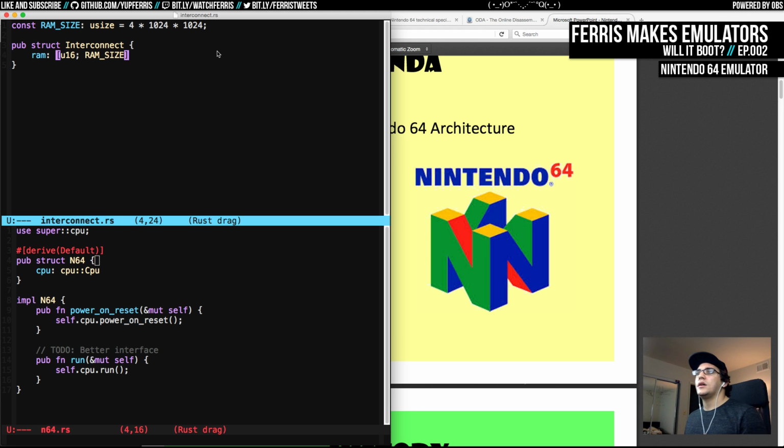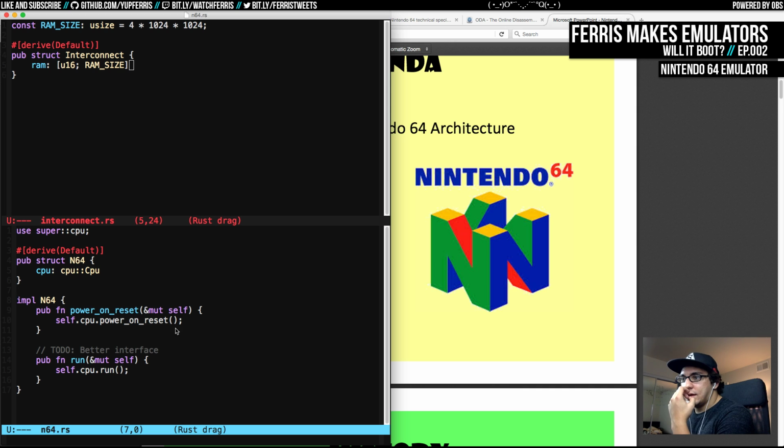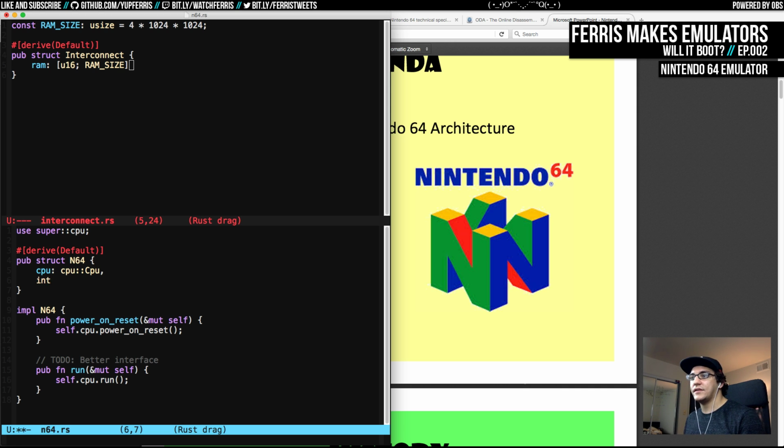Yeah. So that'll be our RAM. We can also derive Default for this, so we'll just zero all this out, which is pretty nice. Don't have to write that. So we'll have a CPU, and we'll have an interconnect. We'll actually probably have to remove Default for this because the CPU is going to need to have this interconnect available.